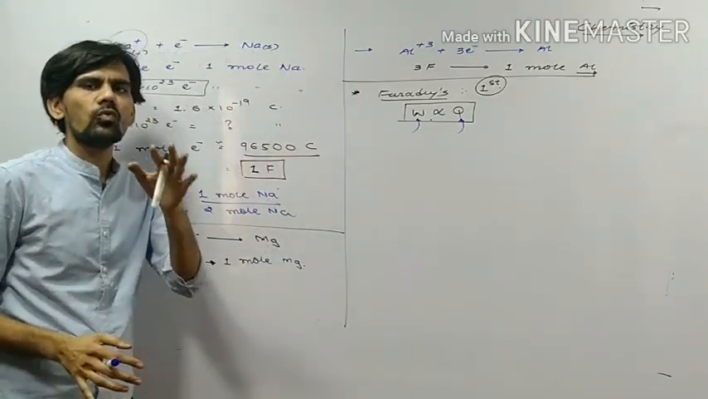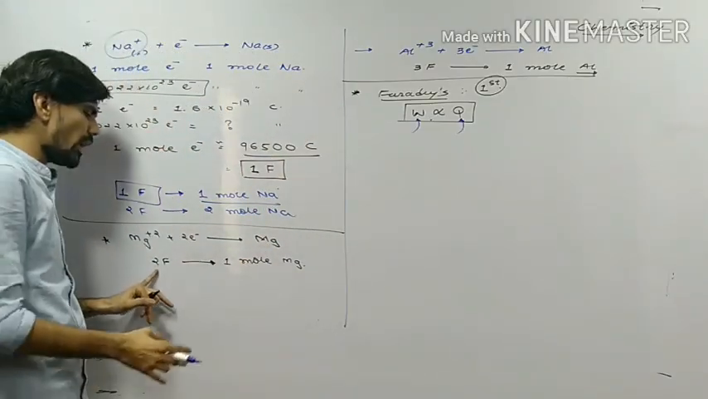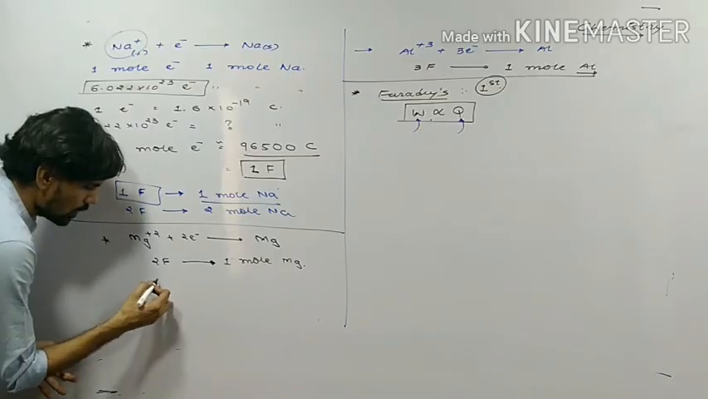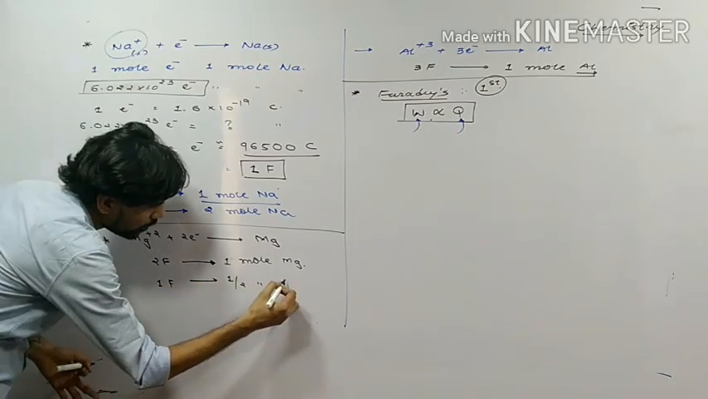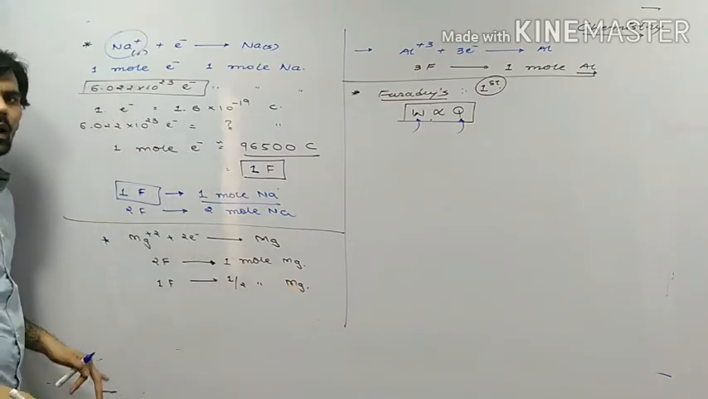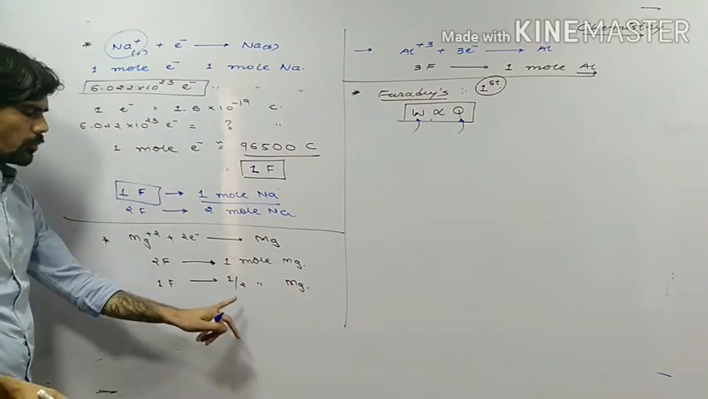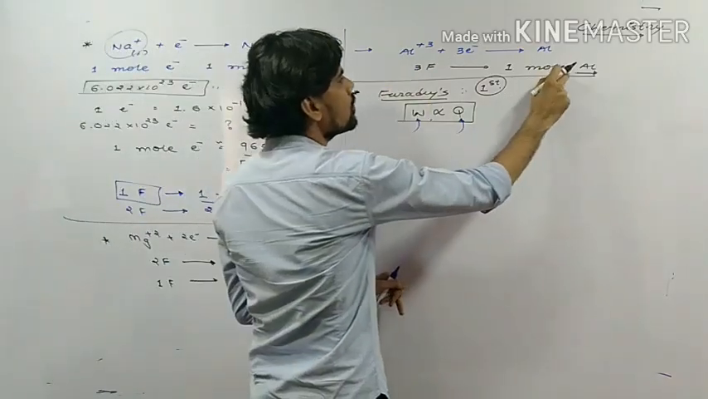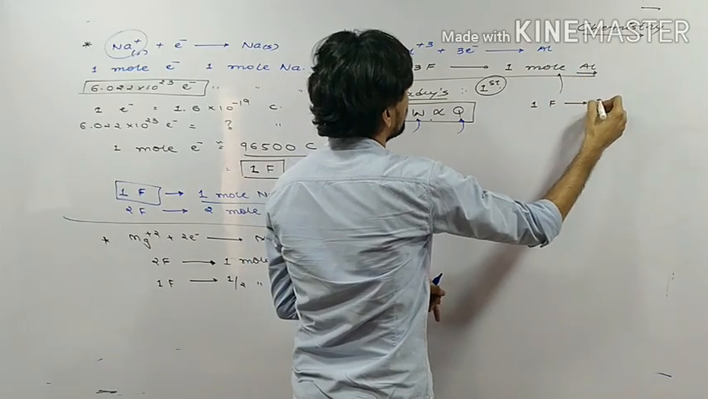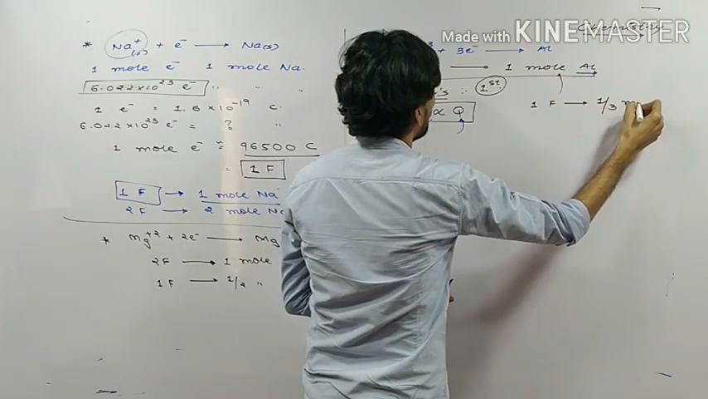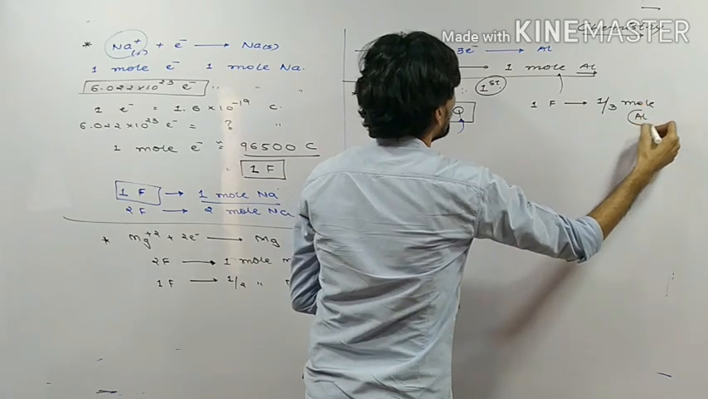It's directly proportional to what? Charge. As an example, 2 Faraday will give 1 mole magnesium. 1 Faraday will give what? Half mole magnesium. The amount of charge decreases, product decreases. 3 Faraday gives 1 mole aluminium, 1 Faraday gives 1 by 3 mole aluminium.